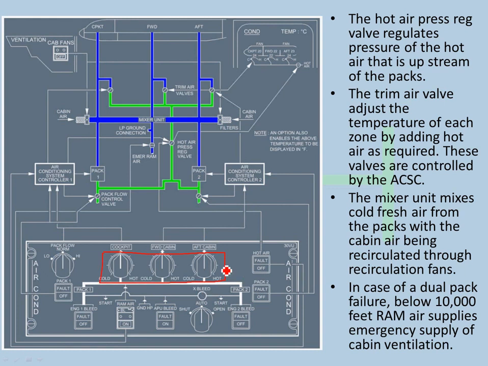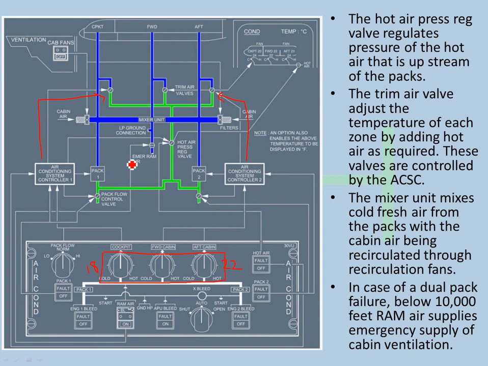But suppose the aft cabin requires say 22, and this is taking 18. So there's a system of trim air valves which add hot air as required. The trim air valve adjusts the temperature of each zone by adding hot air as required. The green line here is the hot air, and the pressure is regulated by this valve, and that adds hot air as required. These valves are controlled by the ACSC. As you can see this line here, it is controlled by the ACSC. Both ACSCs will control the trim air valves, and that will add hot air accordingly to give you the required output.